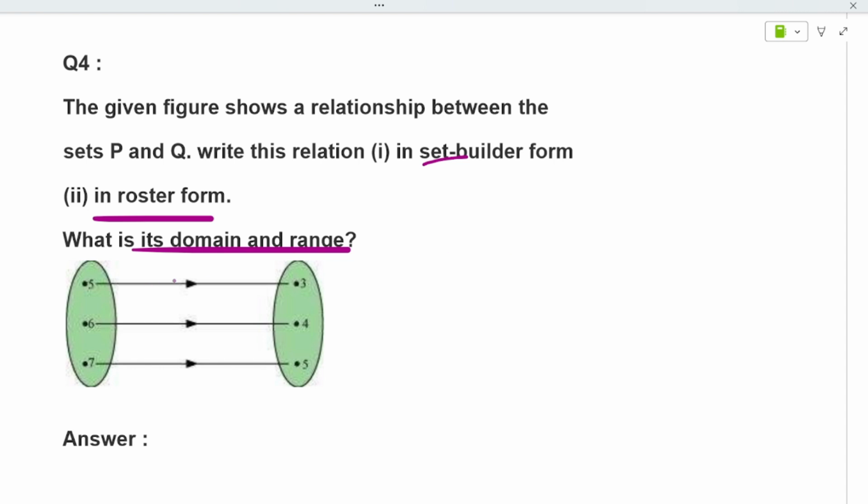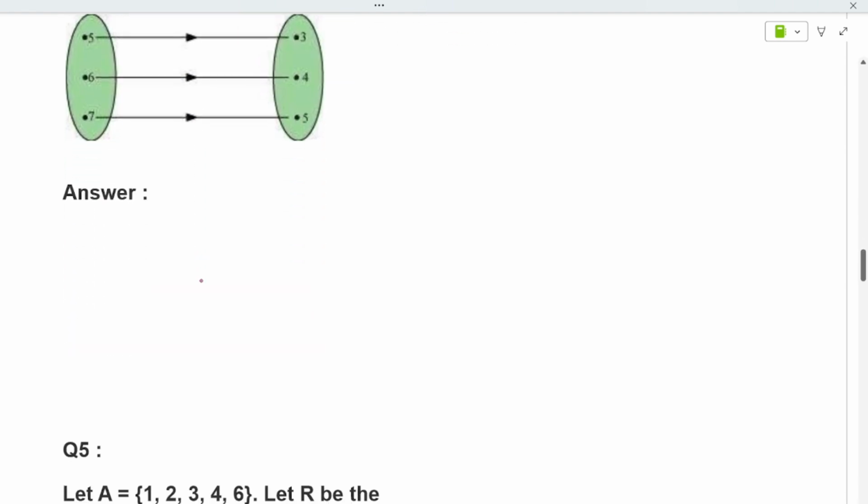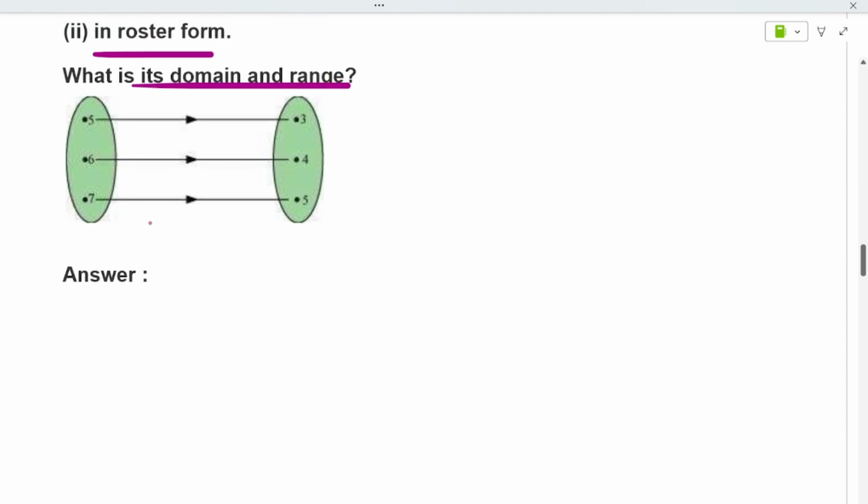We have to write its domain and range also. Now if we have to find the set builder form, we have to first see what relation is happening. If you see the question, you will understand: there are 5 and 3, there is a difference of two. 6 and 4, there is a difference of two.